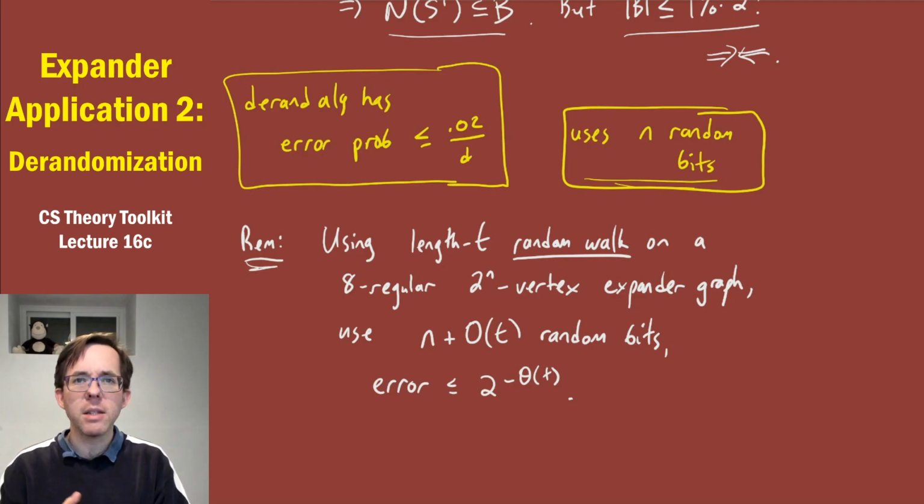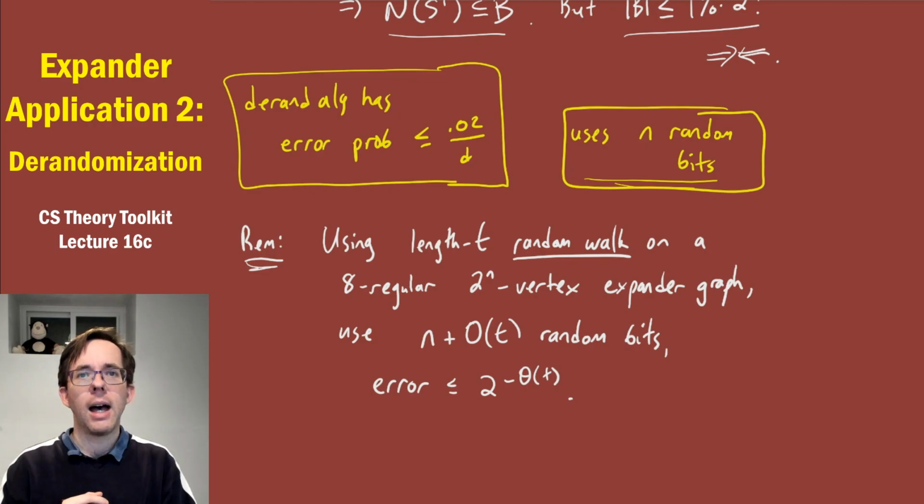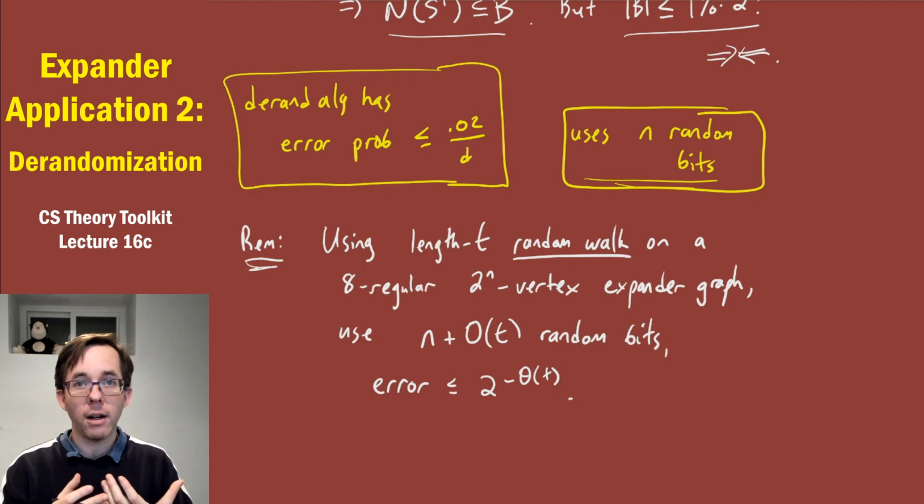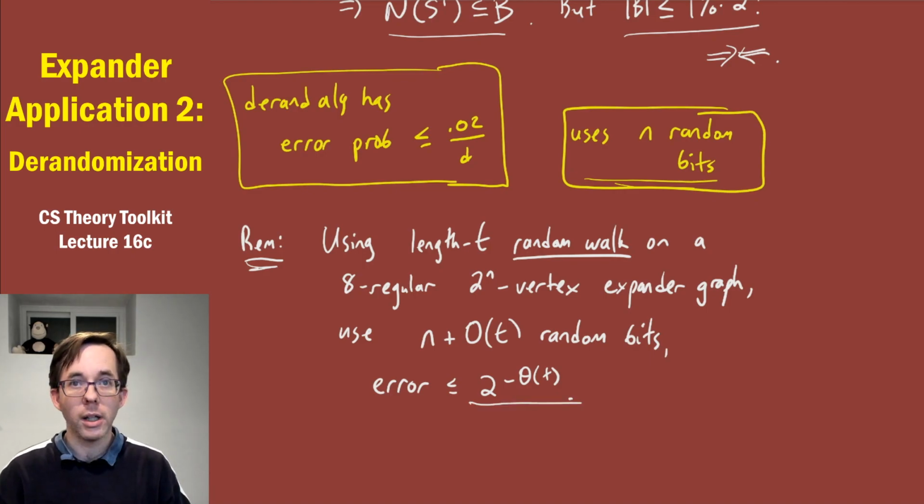And the way I've described it is about reducing error in one-sided error algorithms, but this can also be proved for two-sided error algorithms. You can equally well take them, and at the cost of n plus order t random bits and t repetitions of the randomized algorithm, reduce even a two-sided error algorithm down to two-sided error that's exponentially small in t.